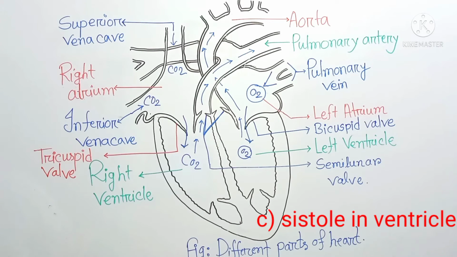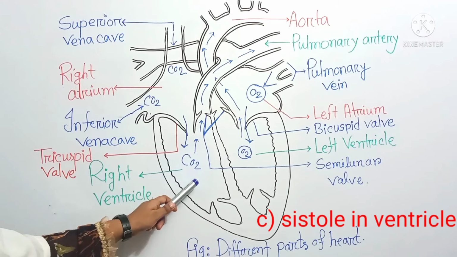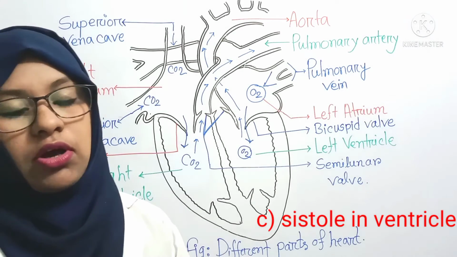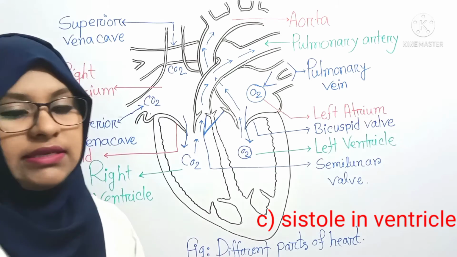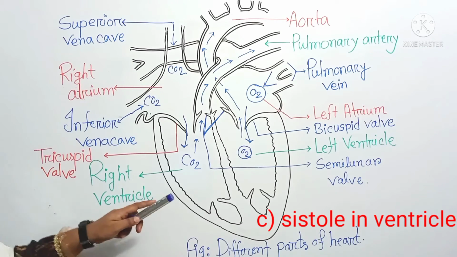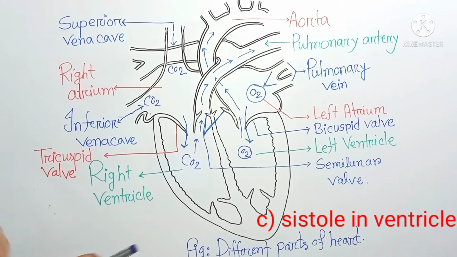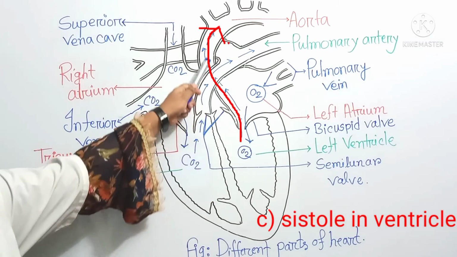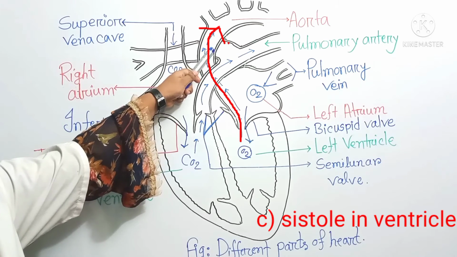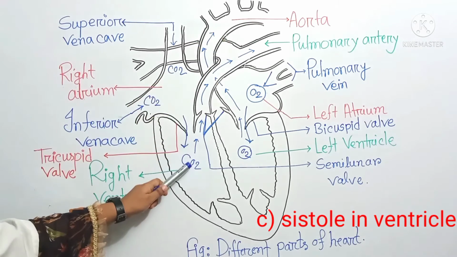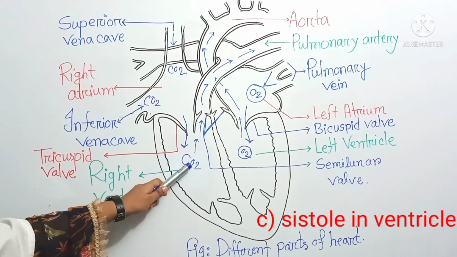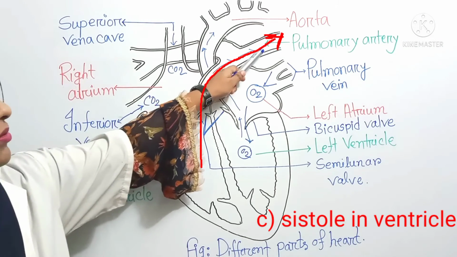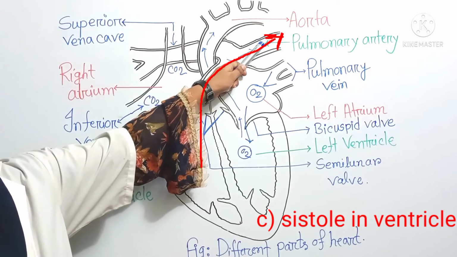At the time of systole of ventricle, at the closing time of the valves, the first sound of the heartbeat is called lub. At this time, oxygenated blood from the left ventricle enters into the aorta, and carbon dioxide rich blood from the right ventricle enters into the pulmonary artery.